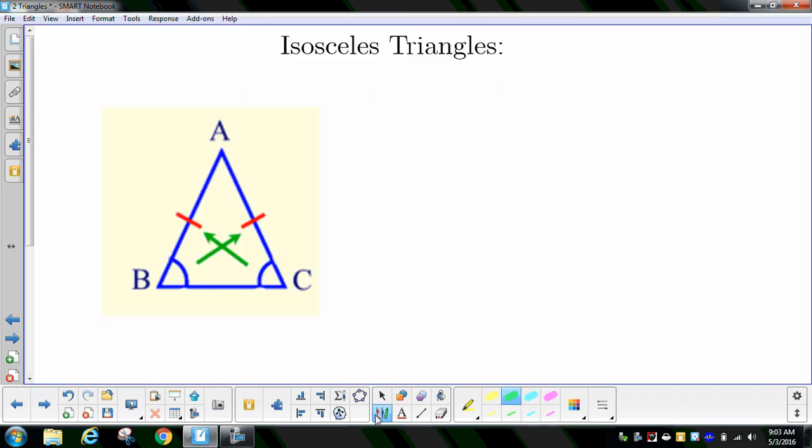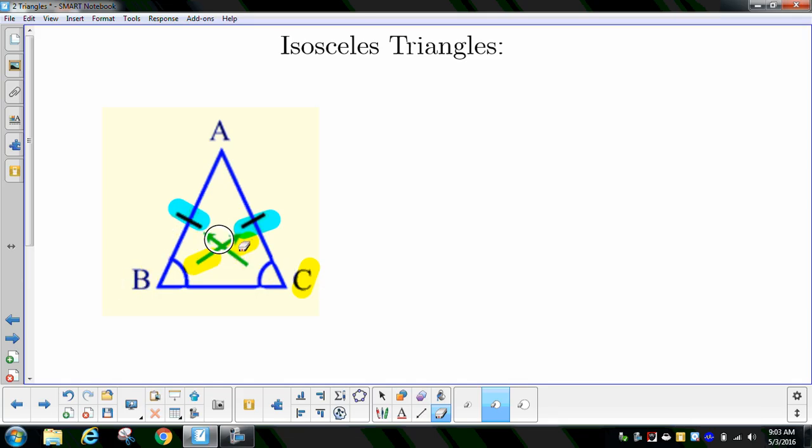We also talked about isosceles triangles this year. Isosceles triangles have two congruent sides. So remember that these symbols right here mean that those sides are congruent. And in an isosceles triangle, the angles across from those sides, so angle C and angle B, are also congruent.